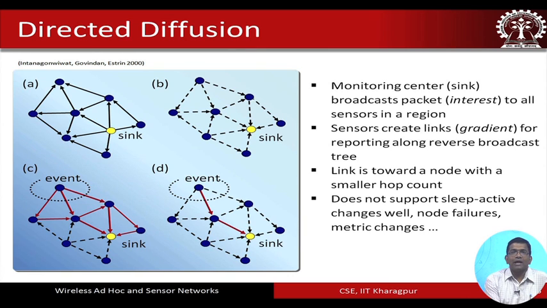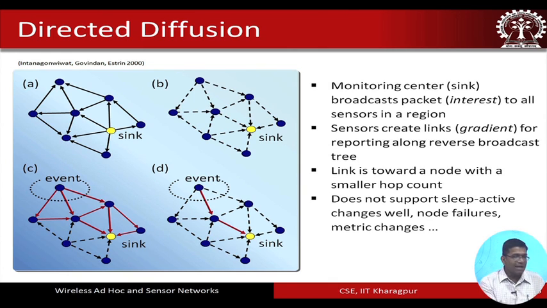So, finally, if the event has occurred around this particular node, this node is going to report along these paths, and finally along these different paths that are shown over here. Finally, the least hop count one is chosen and the event will be continuously reported from this node towards the sink node.